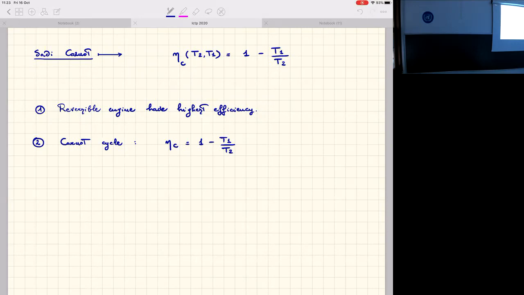Now, let me show you through the proof of statement number 1 how it works. It's actually quite a nice proof. Suppose that there is an engine operating between these two temperatures that has an efficiency larger than the Carnot efficiency, right? So the engine, we call it prime, has an efficiency greater than the Carnot efficiency.